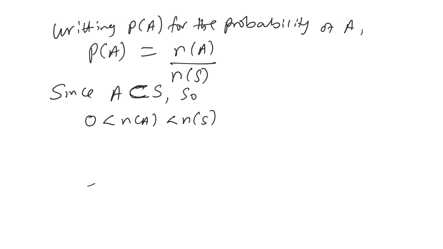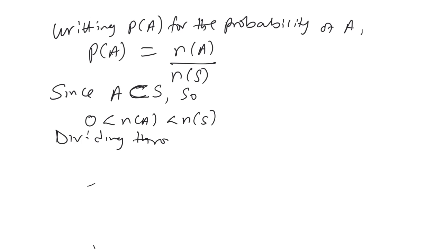You know, when you are listing subsets of a set, even the empty set, which has no element, is a subset. So the number of outcomes in A could be 0 at least, or at most, it could be the number of the sample space. Okay, so 0 is less than or equal to n(A), less than or equal to n(S). Now we want to divide through by n(S).